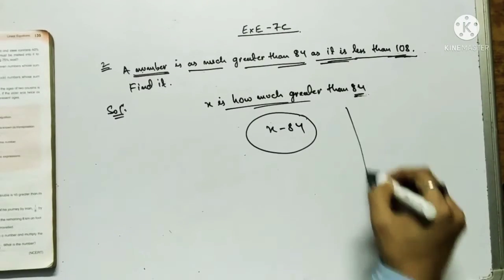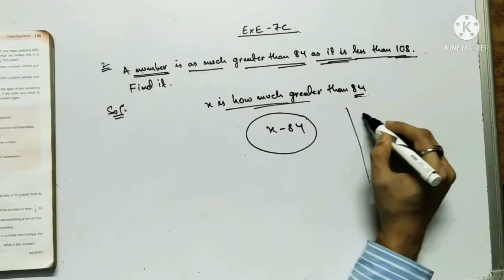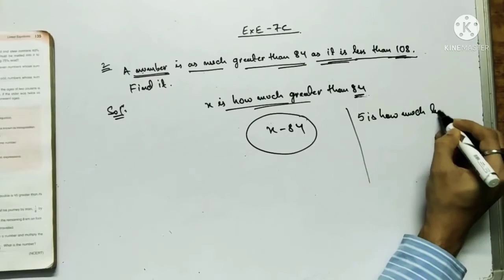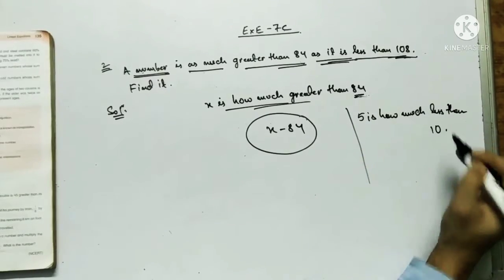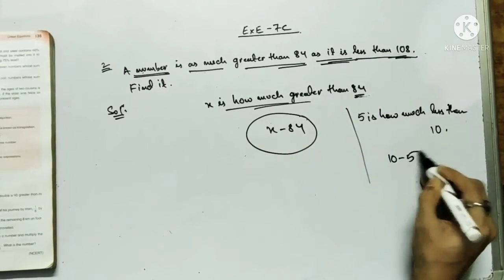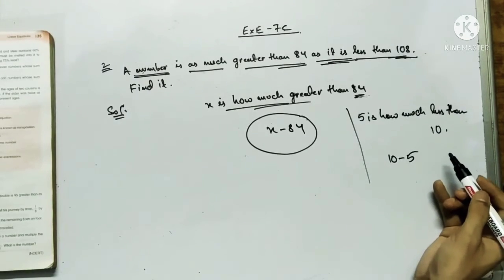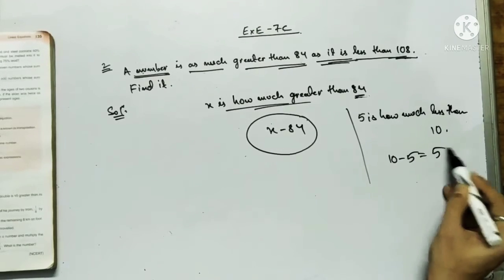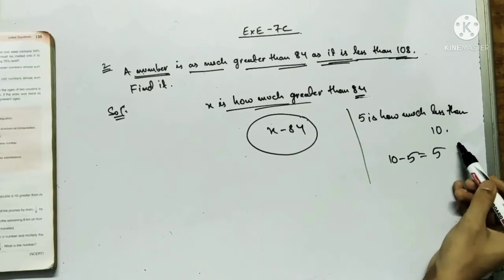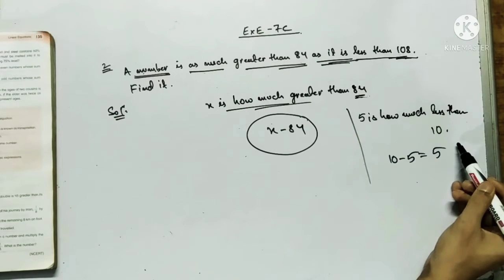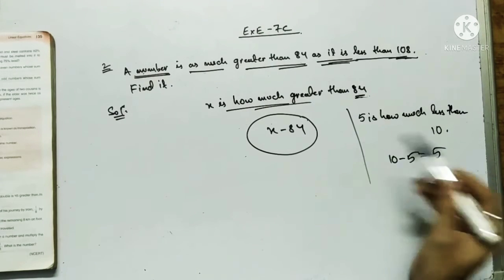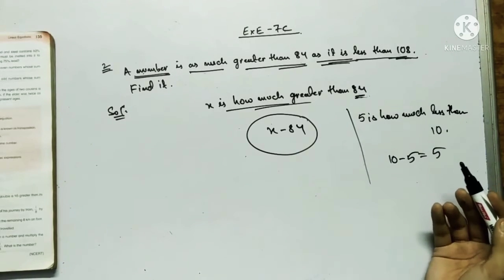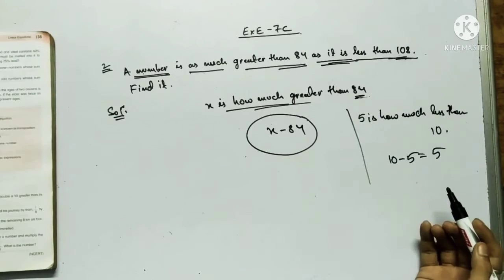Understand? As it is less than 108. For example, if I give you that 5 is how much less than 10? What will you do? 10 minus 5 you will do. Yes or no? Equals to 5 you will get. So 5 is how much less than 10? Yes, 5 is 5 less than 10.